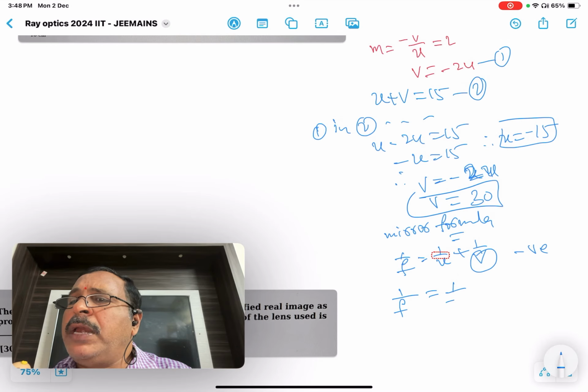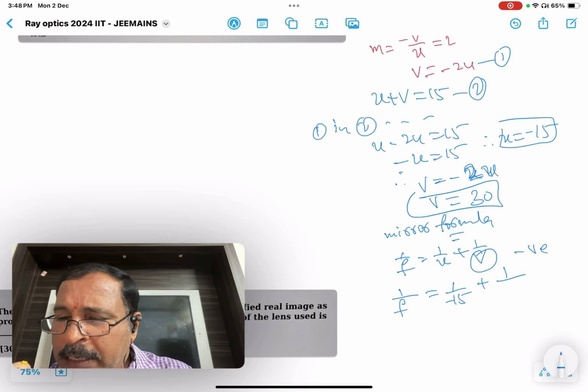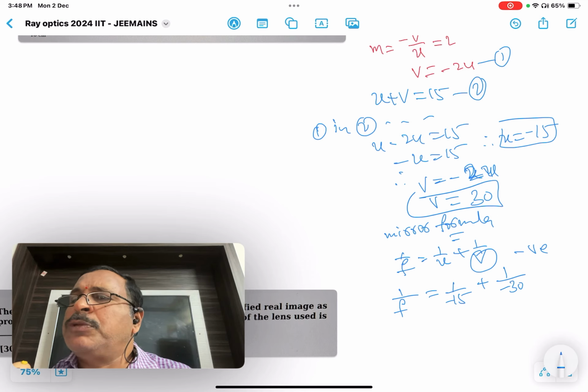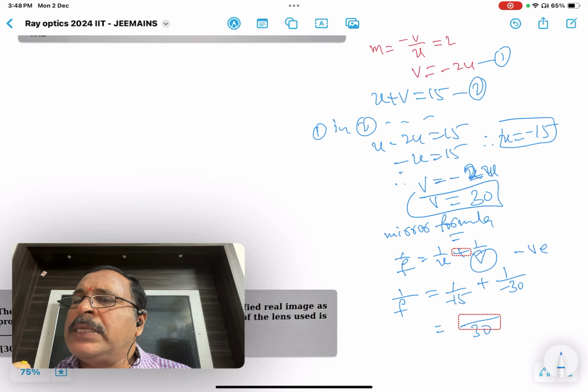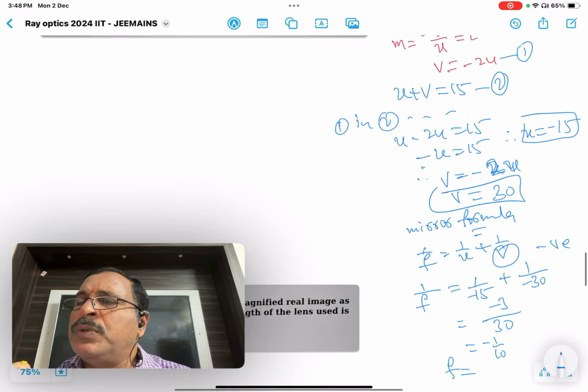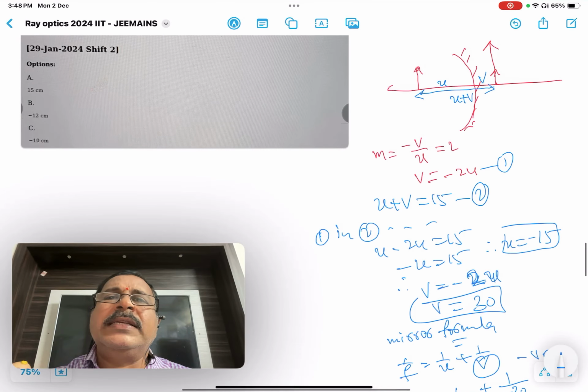So 1 by minus 15 plus 1 by what is that? Minus 30, because it is a virtual image. For virtual image, v is negative, right? Substituting here, you will get what? Minus 30 is the LCM, minus 2 plus 1, minus 1, minus 3 it is. Okay, so the answer is minus 1 by 10. Therefore, f equals minus 10. This is the answer. My dear students, let us see whether minus 10 is there or not. This is minus 10.